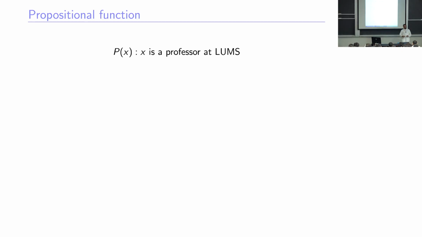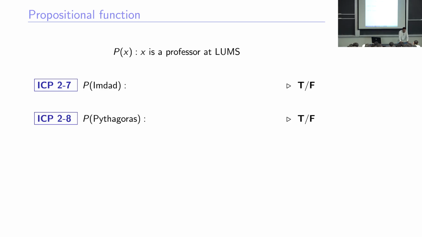Okay, let's do a few more things. P of x is a predicate: x is a professor at LUMSx. So if you ask about me, P of Imdad, yes, I am a professor at LUMSx, so it's a true statement, right? P of Pythagoras, what is it? What is the statement? Pythagoras is a professor at LUMSx, right?